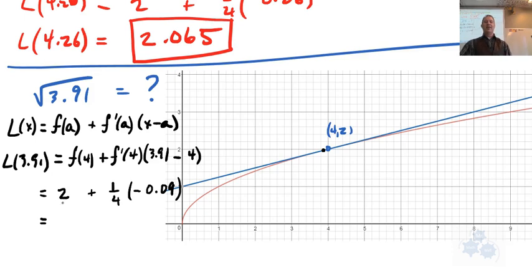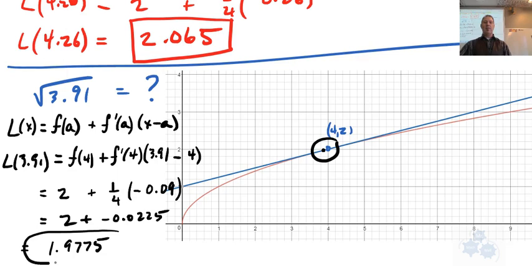All right. So you got 2 times a quarter times, okay. So what have you got here? Negative 0.0225. Yep. Okay. So what's this then? Equals 2 minus, okay, it's going to be less than 2. It's going to be what? 1.9775. All right. So it looks like here's our known point. Here is 3.91 approximately. So we can use local linearization there to estimate this. And is this the number that we come up with here?